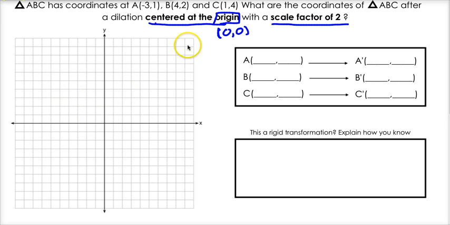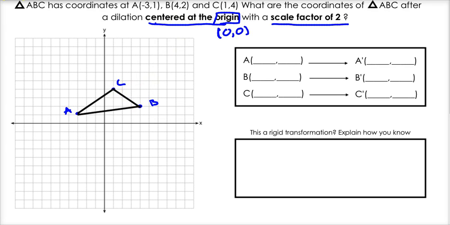So A is at -3, 1. That's A. B is at 4, 2, and C is at 1, 4. Okay. Let's draw out our lines, connecting everything, and now we got ourselves a pretty triangle. That is the prettiest triangle in the whole wide world. Maybe not. I'm just being nice to myself. Don't say nothing. All right.